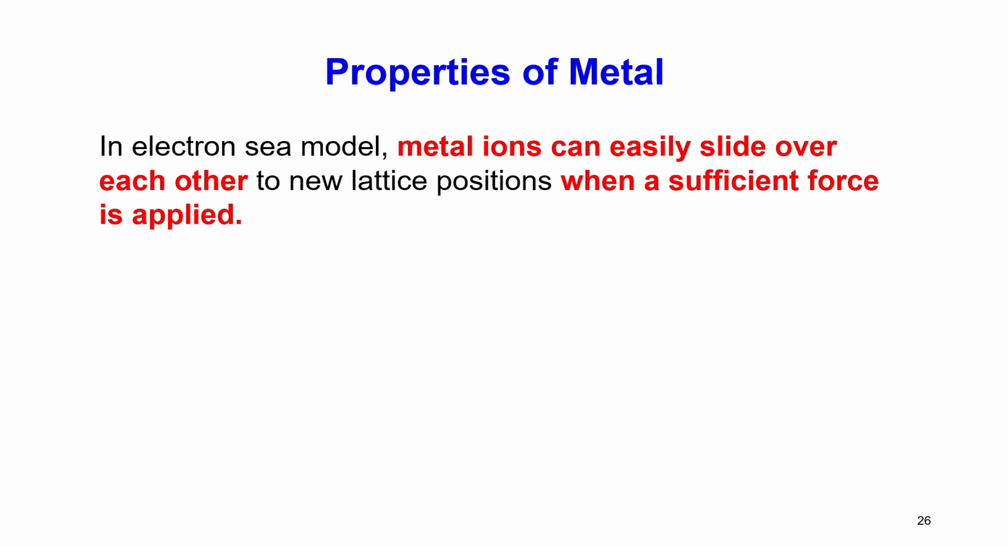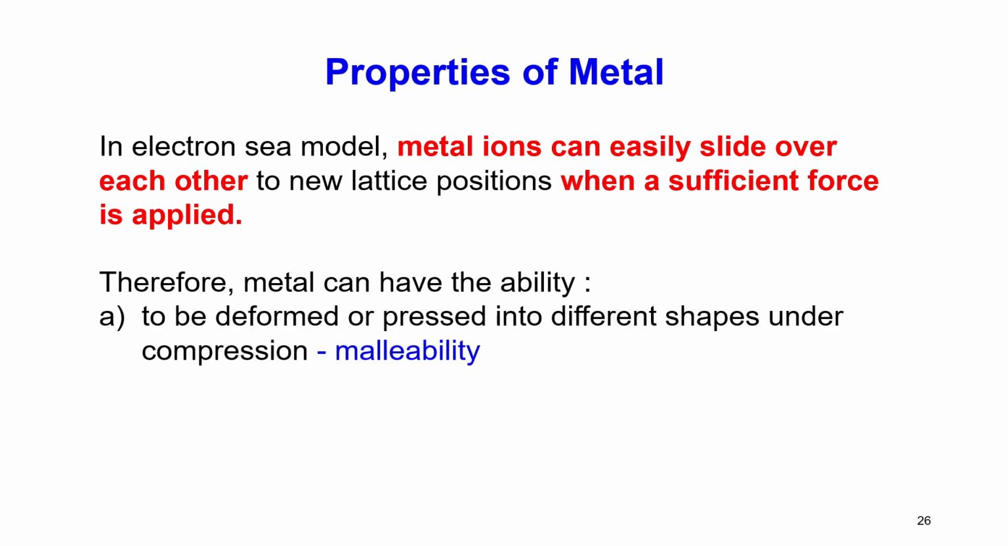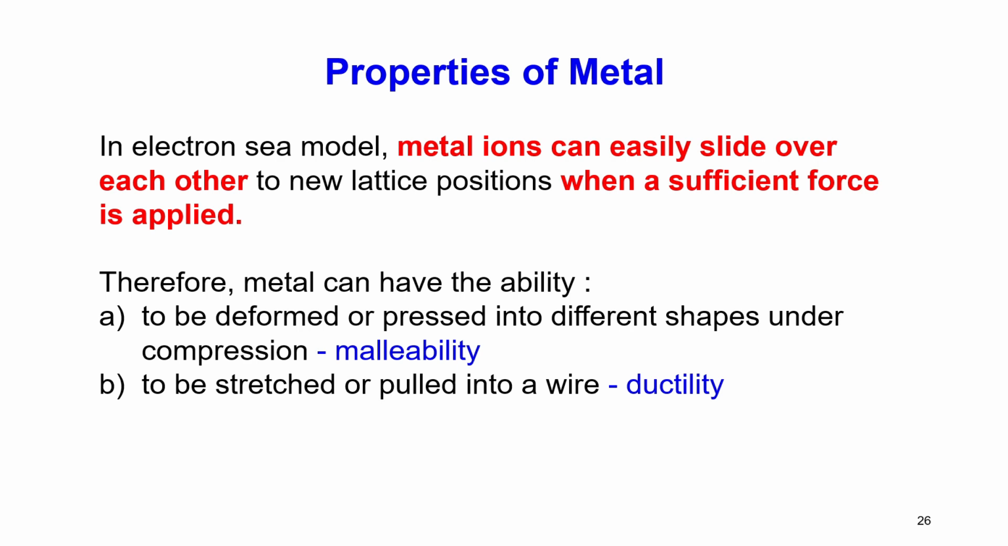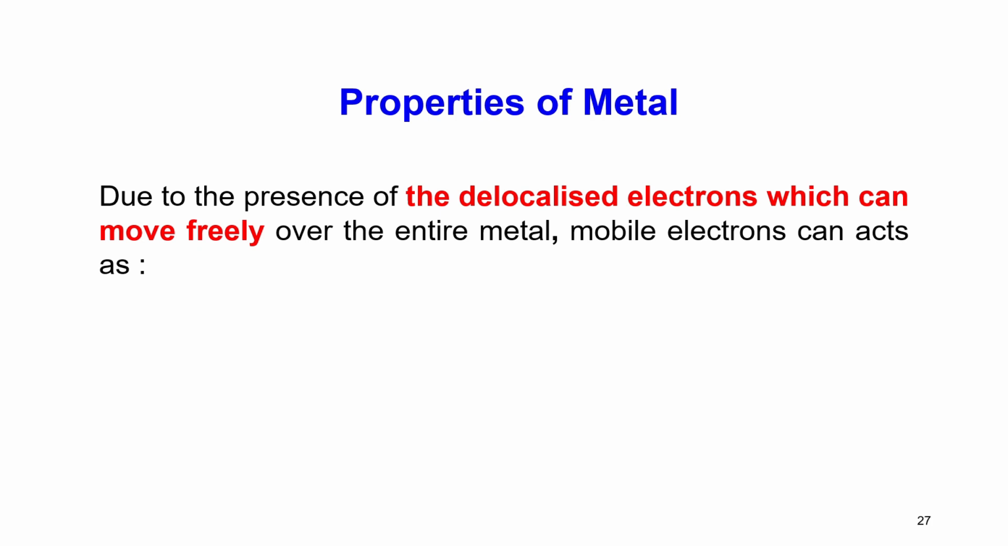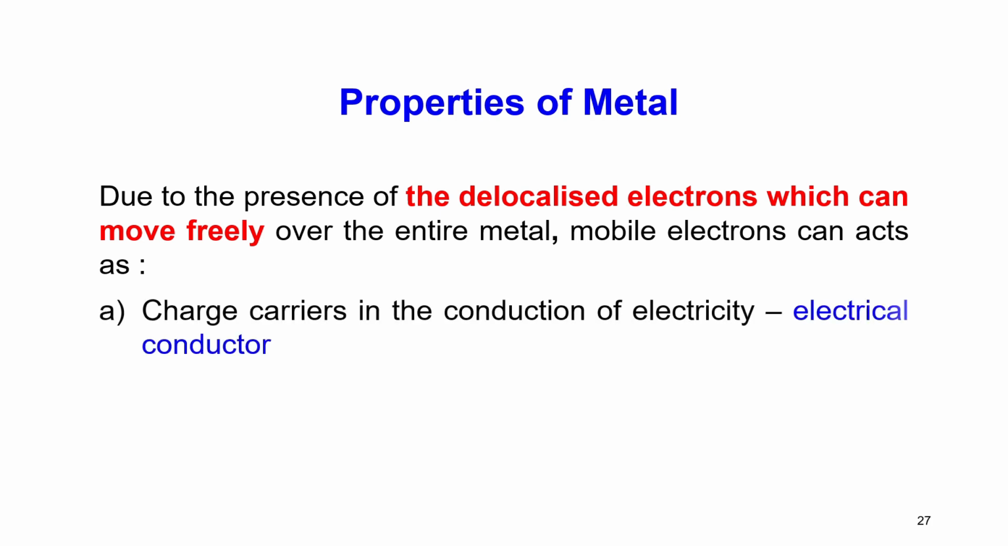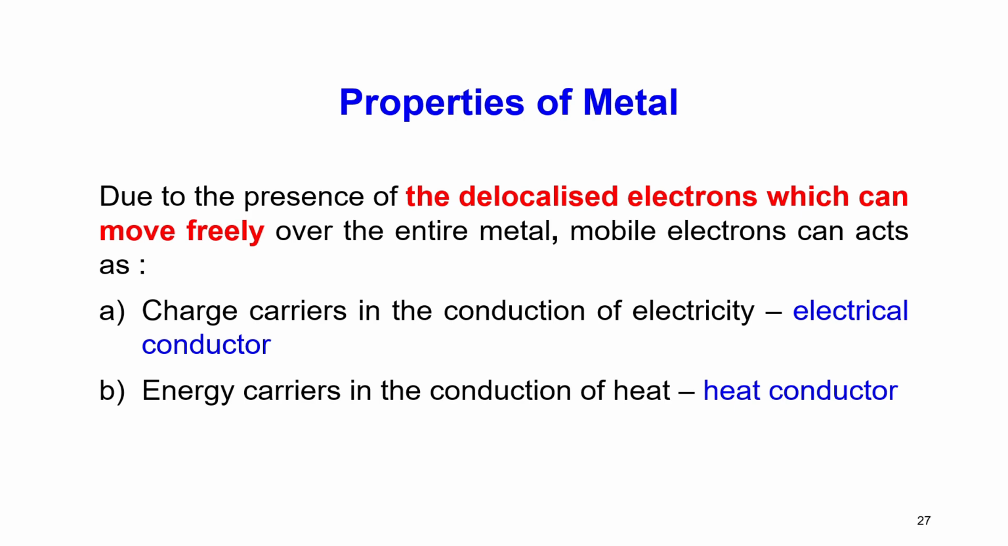Okay, the properties of metal, the first one in the electron sea model. Metal ions can easily slide over each other to a new lattice position when a sufficient force is applied. Therefore, metal has the ability to deform or be pressed into different shapes under compression, called malleability. And then it can be stretched or pulled into a wire, called ductility. Due to the presence of delocalized electrons which can move freely over the entire metal, mobile electrons can act as charge carriers in electricity, which is electrical conductivity, and also carry energy in the form of heat, also known as heat conductor.